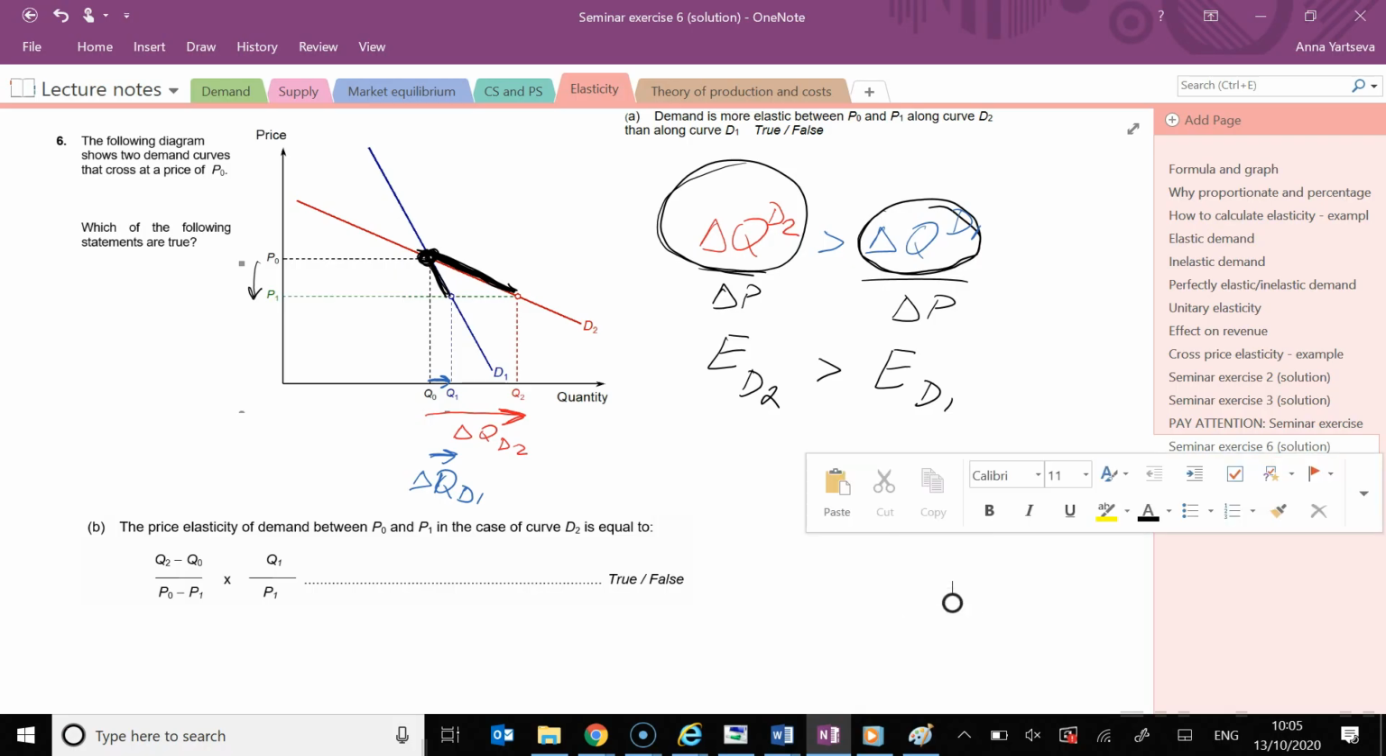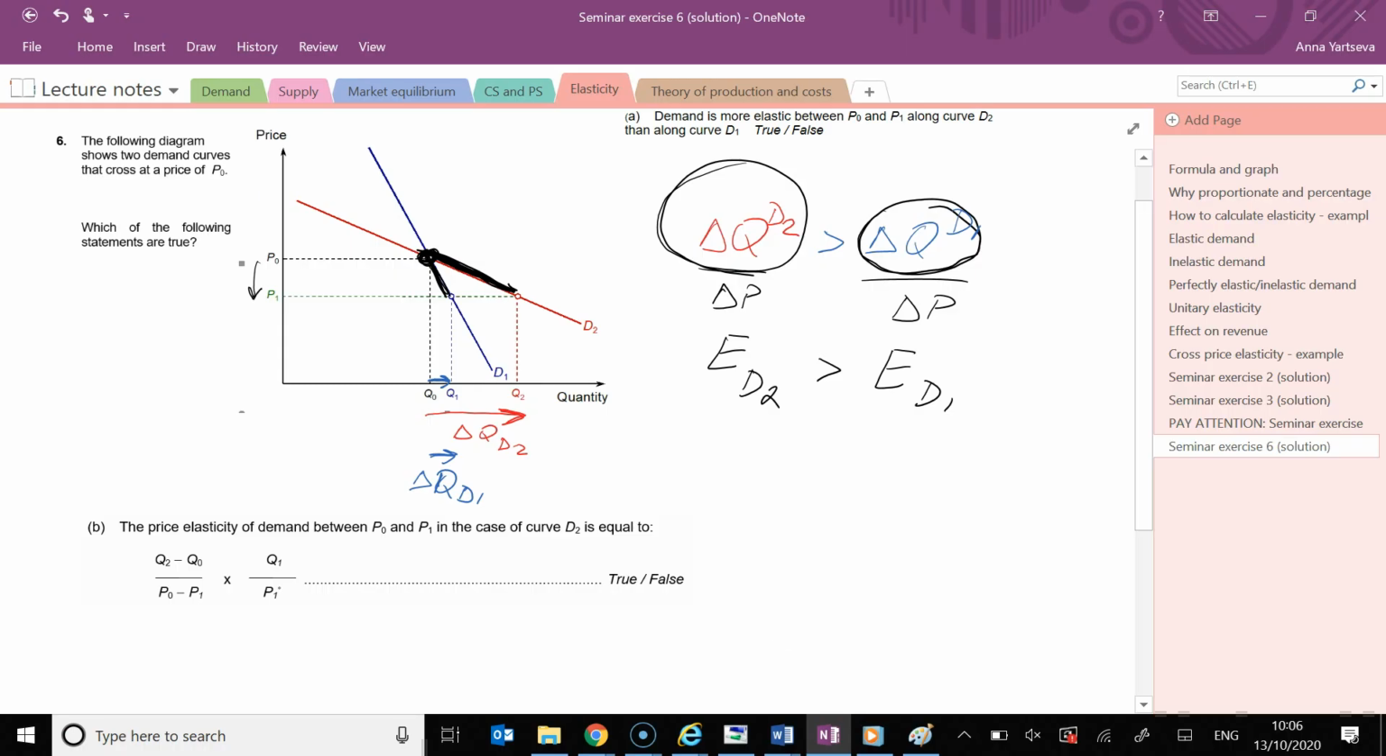Next question asks you to write down the formula for elasticity between certain points. Strictly speaking, what I would suggest is to write down the formula first and then compare it with what is given to see whether it's true or false, because it might be quite difficult to identify at first. So we need to find price elasticity of demand between these 2 points, P0 and P1, in the case of curve D2. So we're only looking at the red curve, and we need to write down elasticity between, let's say, point A and point B.